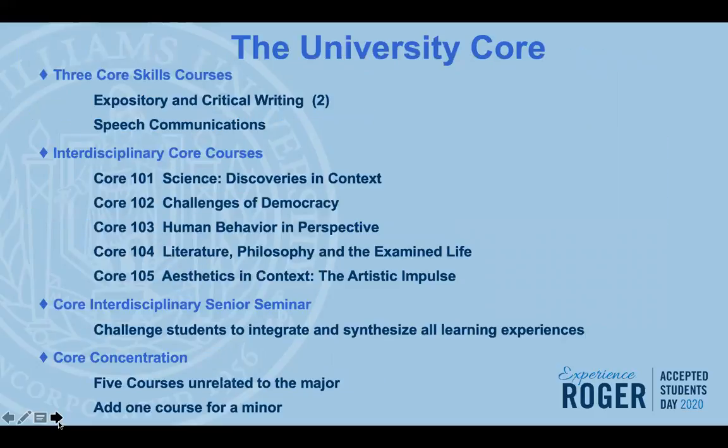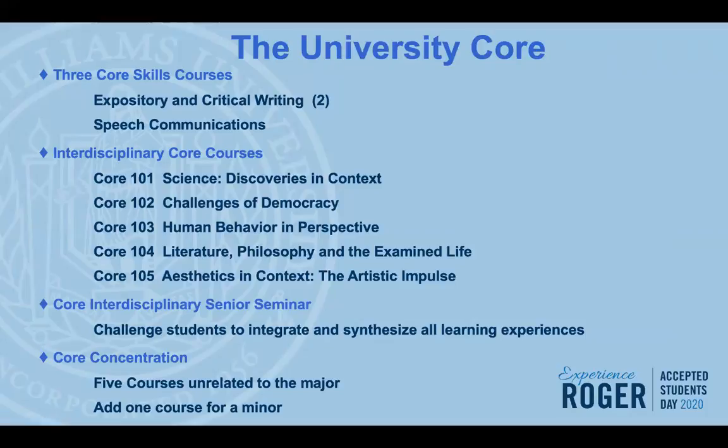All students at Roger Williams University need to take the university core classes. Whether you are majoring in applied math or math ed, it doesn't matter, you need to take these classes. Everyone needs to take a writing class, everyone needs to take a speech class, and you have to take 5 core classes, which are listed here from 101 to 105. In addition to that, you have to take a senior seminar class, an interdisciplinary core senior seminar. This is again a requirement for all majors.